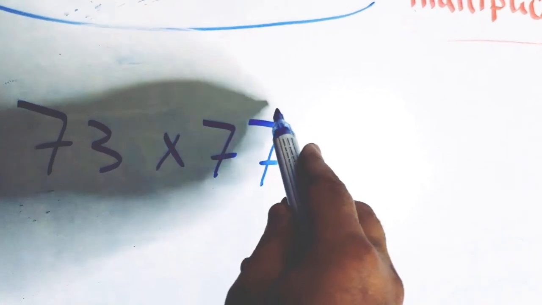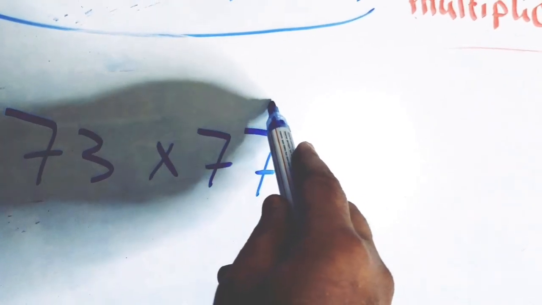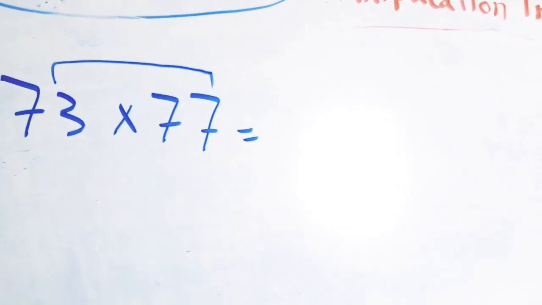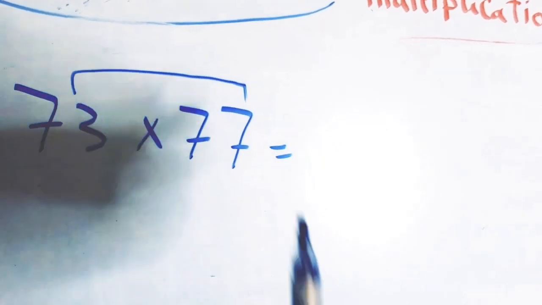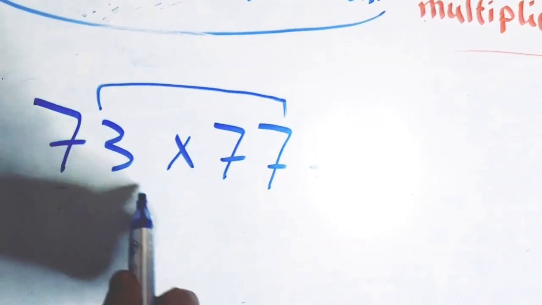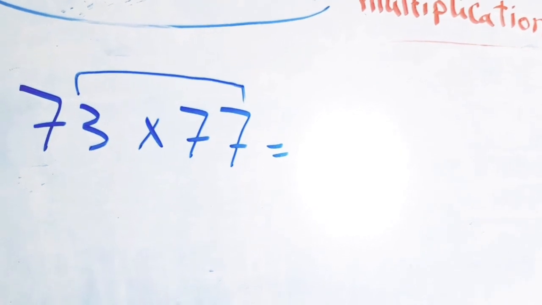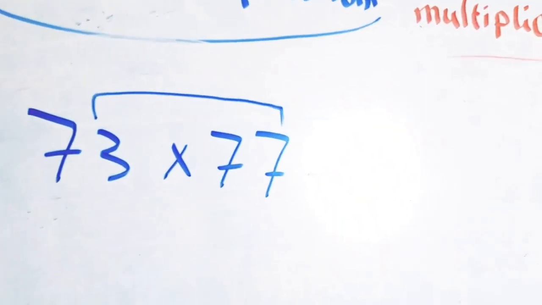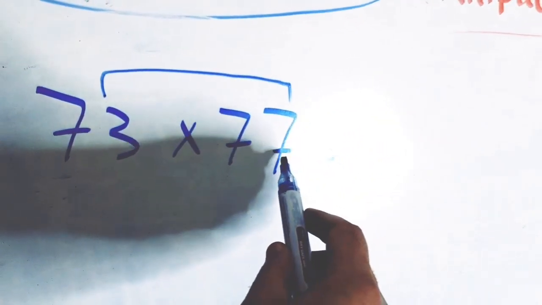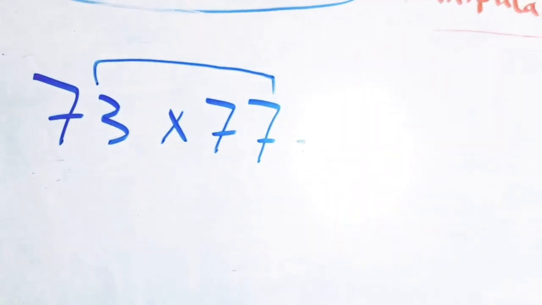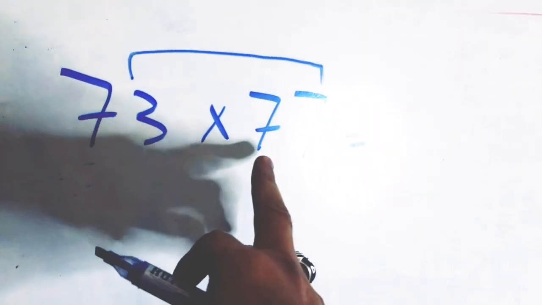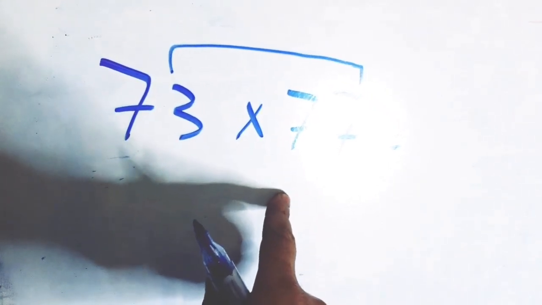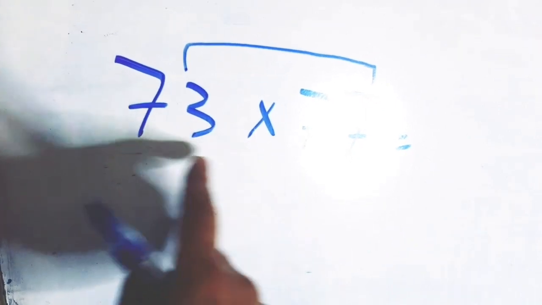If you look at the units digit, you can easily find out that the sum of the two digits representing the units place in both numbers equals 10. We have here 7 plus 3 equals 10. Second, the digit in the tens place is the same.